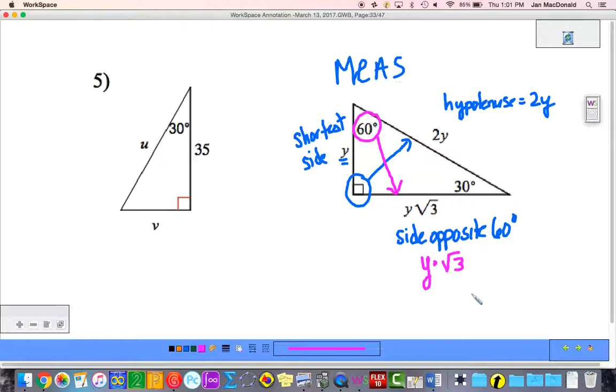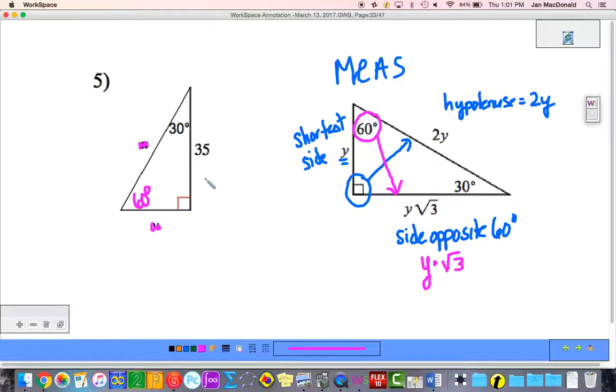Okay? So now let's label our triangle in question number 5. We're going to cross off the variable. We know that this angle here has to be 60 degrees because the 3 angles in a triangle have to add up to 180. 30 and 60 is 90, plus 90 is 180.